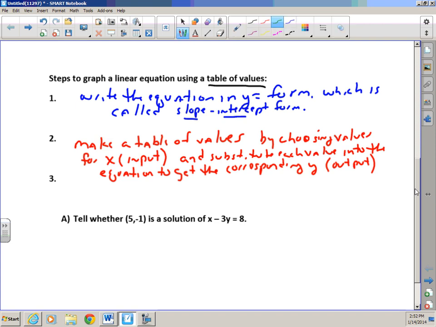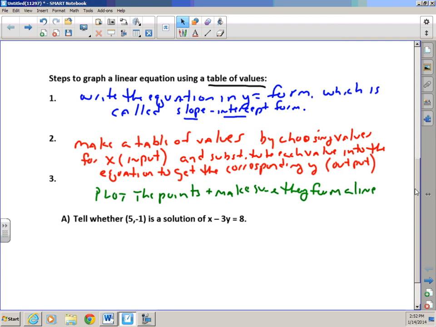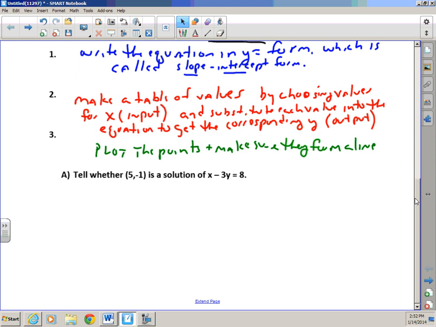Lastly, we're going to plot the points and make sure they form a line. Now, if they do not form a line, then you've got to, one, check your math, two, check your plotting.